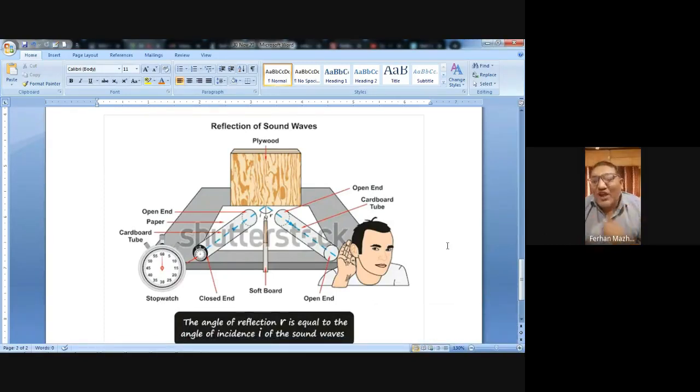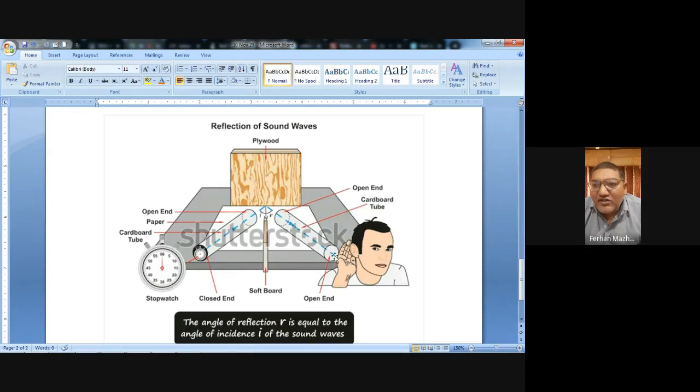Okay. So now you see the sound waves which are traveling through this first pipe. Here they will strike the plywood, and from here the sound waves will be reflected, and they will go in this direction. So what you will do, you will take this pipe and you will move it this way.